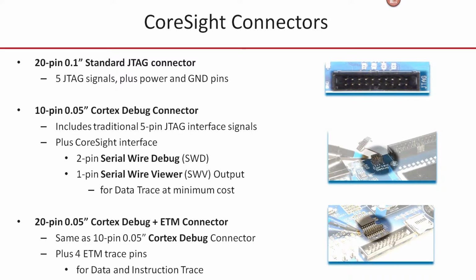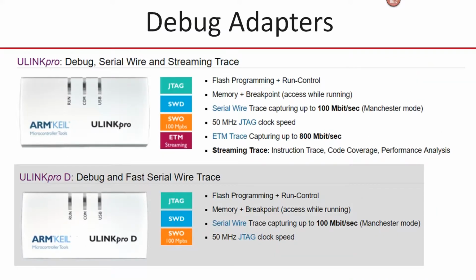There are a large amount of different debug adapters available. Keil have their ULINK series, but many other manufacturers provide debug adapters. Within the Keil range, we now have the ULINK Pro, which features high-speed connection to the device and support for all of the debug units. And then there is a ULINK Pro D, which provides the same high-speed connection but doesn't provide support for the ETM. So again, this allows fast download and high-speed debugging.